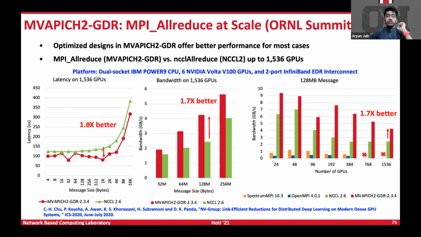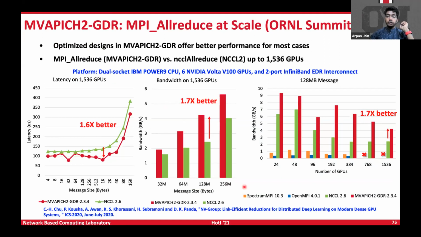Here we are showing the performance on 1536 GPUs on the Summit supercomputer, which is the second fastest supercomputer in the world. You can see that we are also performing better than NCCL. And in terms of bandwidth, when it comes to large messages, you want the highest bandwidth. So that is why we are showing the numbers in terms of bandwidth also, for a particular message size like 128 MB, for all the GPUs.